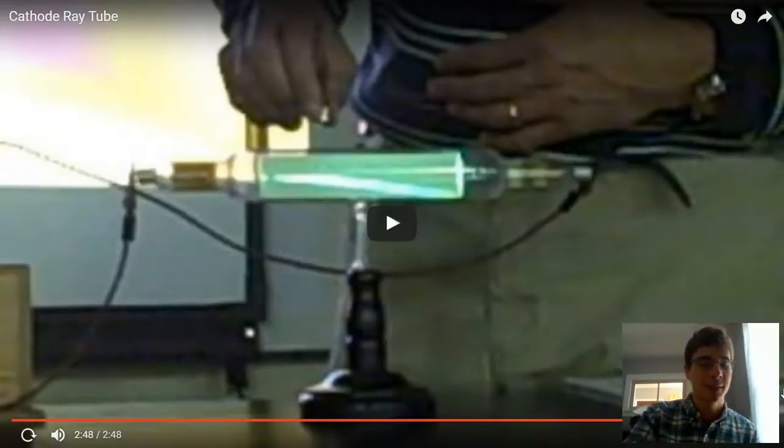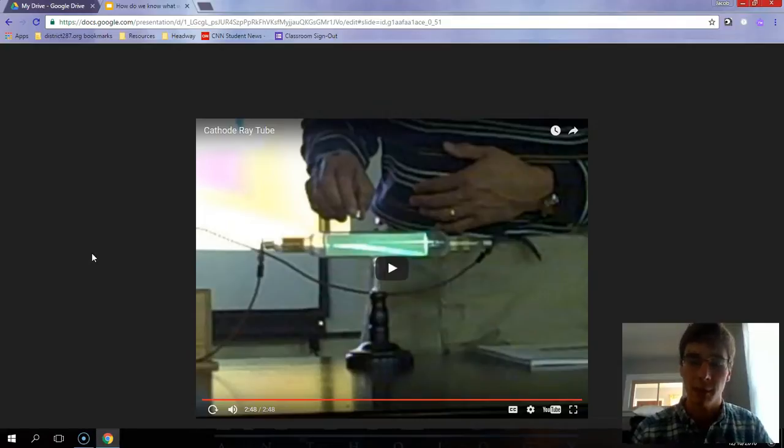Because hydrogen's the smallest atom, isn't it? So if we found something 2,000 times smaller, we have found our first subatomic particle. And it's called the electron. All right, so that is the cathode ray tube experiment that Thomson did.